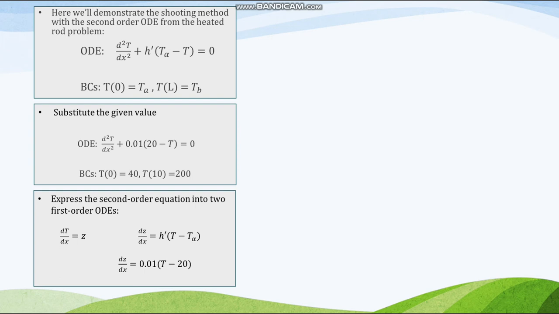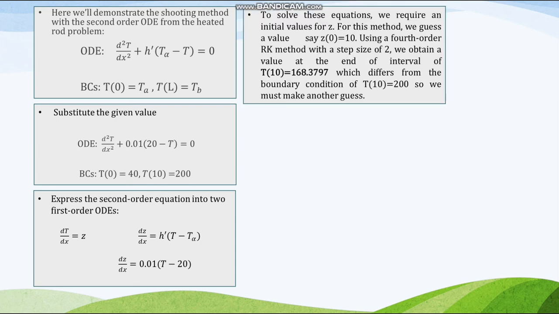We let z be the derivative of T, and the derivative of z is equal to h' times (T minus T alpha). Substituting, dz over dx equals 0.01 times (T minus 20). To solve this equation, we require an initial value for z. For this method, we guess a value. Say z(0) equals 10.